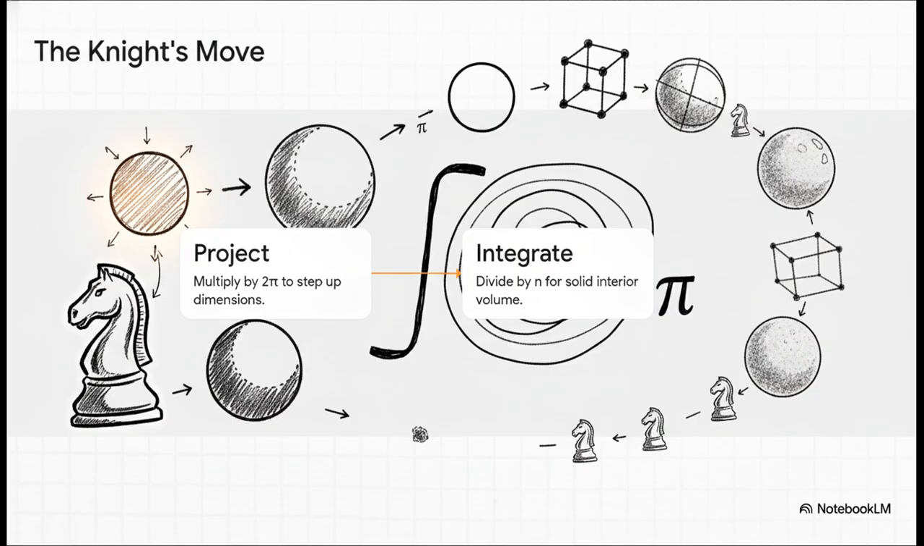You take the volume from 2 dimensions lower, multiply it by 2 pi, which essentially projects the boundary outward, and then you integrate that boundary to find the solid interior volume. Now, in calculus, integration introduces a division factor, so you divide by the number of dimensions, or n. Multiply by 2 pi, divide by n. This repeating step lets mathematicians walk safely from a simple 2D circle all the way up to an n-dimensional hypersphere.